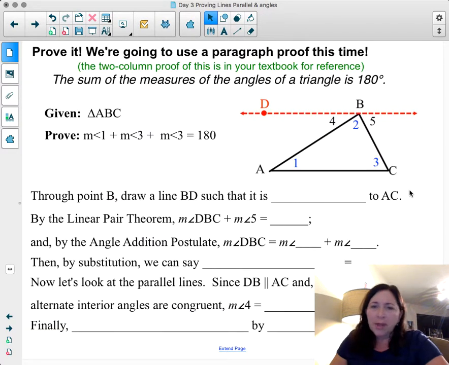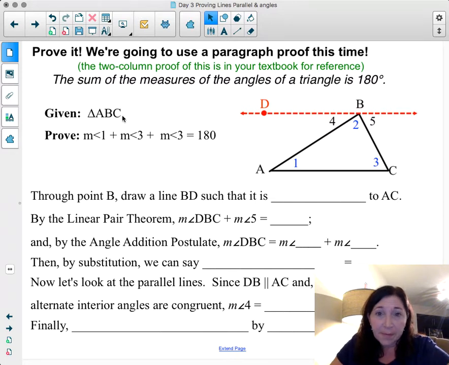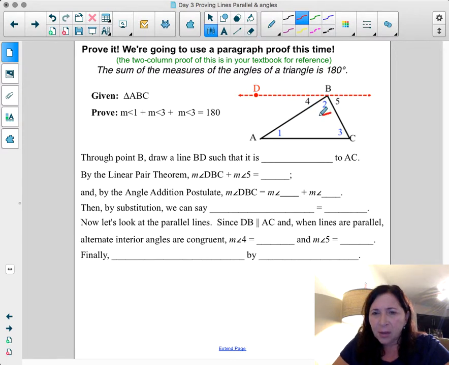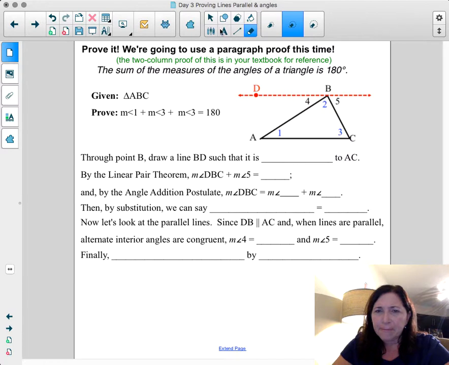Now, this is what we call a paragraph proof. A paragraph proof is used similar to a two-column proof, but this is called a paragraph proof because we're proving what we want to say in paragraph form. Given that we have triangle ABC, which is right here, we're trying to prove that angle 1 plus angle 2 plus angle 3, so this angle here and this angle here, all add up to be 180 degrees. So for us to be able to do that, we drew in this auxiliary line right here.